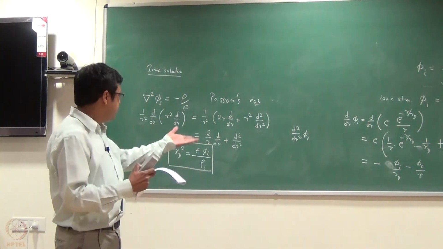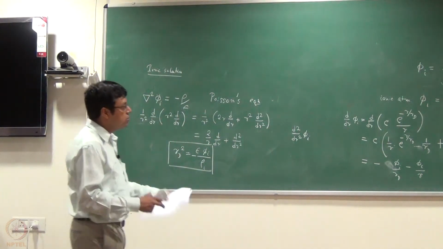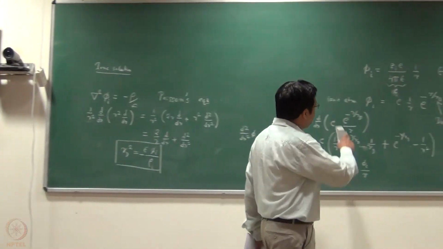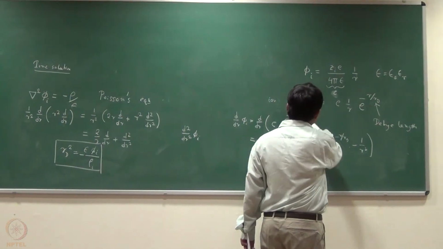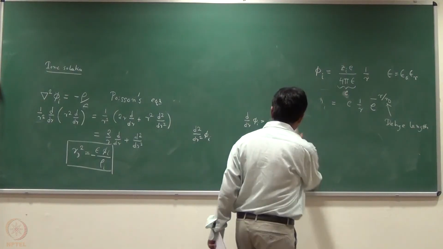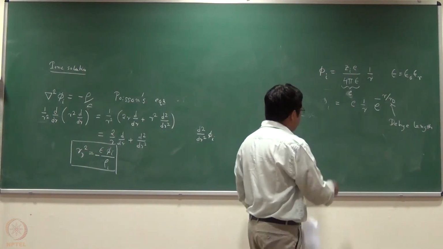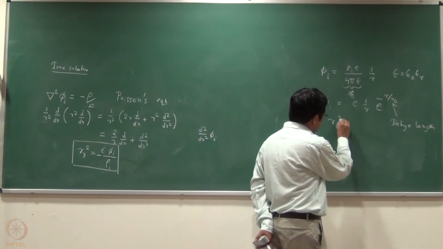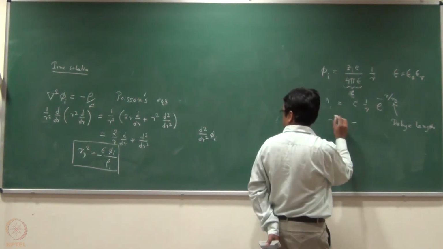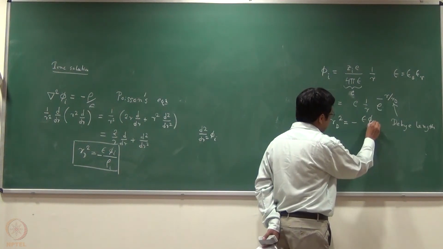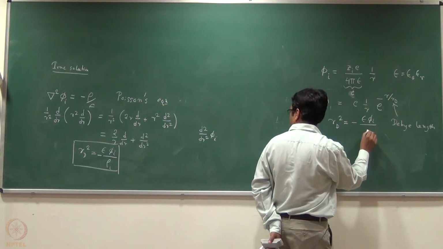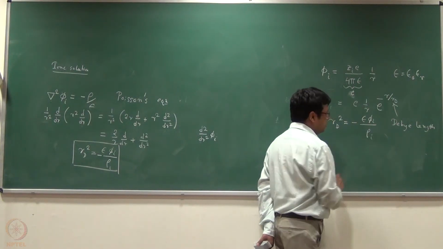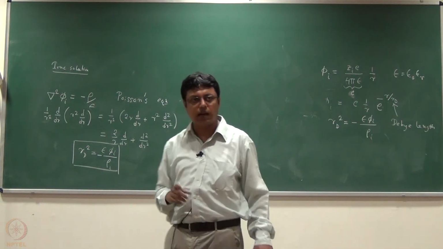In the next step, actually, I will be going to use it. So basically, I can keep it somewhere here. All the results you could write here. So I got rd square is minus epsilon phi I divided by rho I. We'll be using that thing shortly.